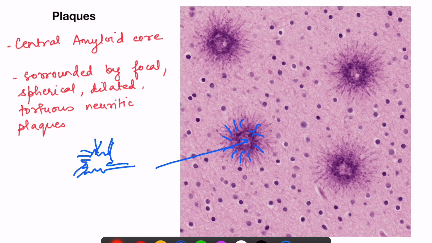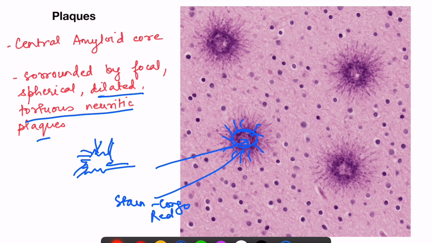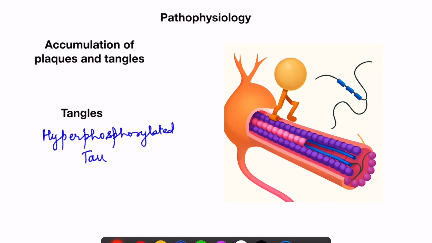So there is accumulation of these dilated tortuous neuritic plaques surrounding this amyloid core. And this amyloid core can be better stained with a stain that is Congo red. Okay. And where is this deposition? This is extracellular deposition. Now moving on to the next pathological feature, that is accumulation of hyperphosphorylated tau.